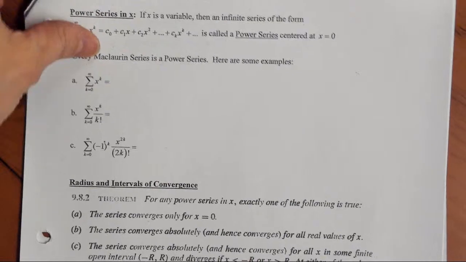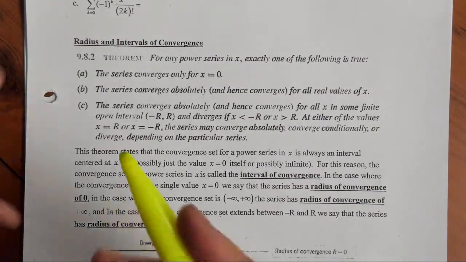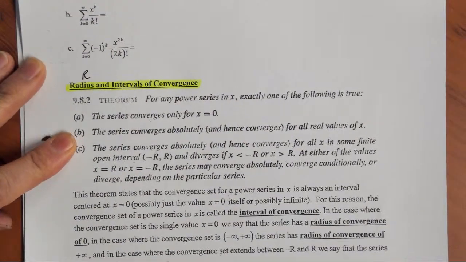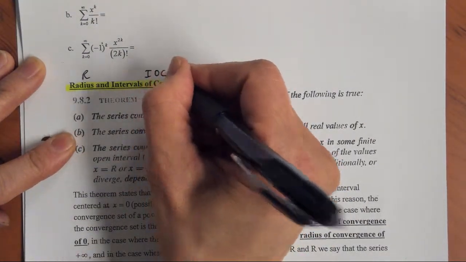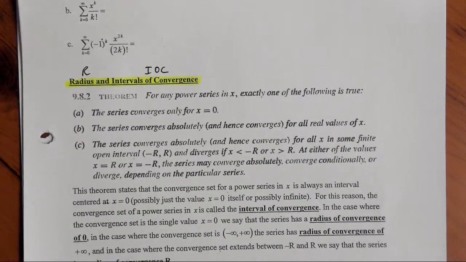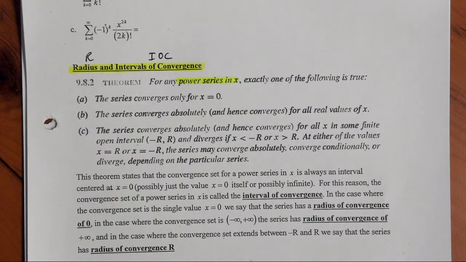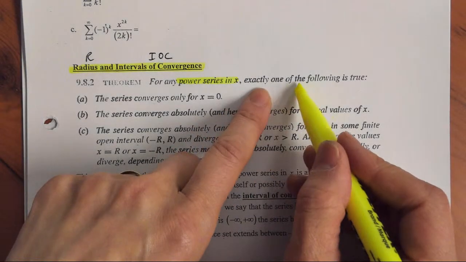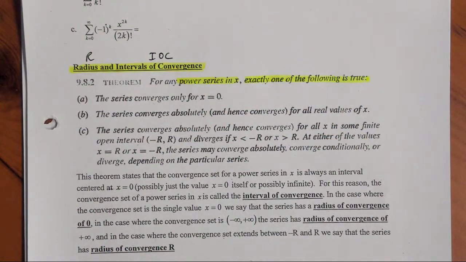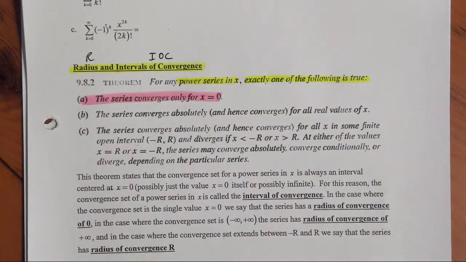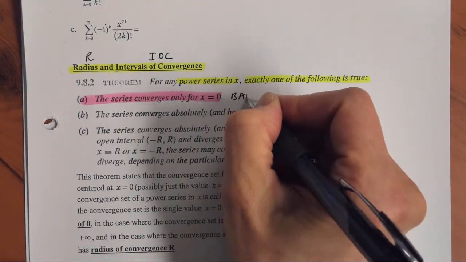Okay, so then with that, let's take a look at a few terms on here. So we're looking at something called the radius and the interval of convergence. So for radius, I'm just going to abbreviate it as R, and then for the interval of convergence, I'll say IOC. Okay, and then this is the theorem. For any power series, so power series includes the Maclaurin along with the Taylor series, exactly one of the following is going to be true. All right, so the first case is the series converges for only that one single point. So this is actually a bad case. So I'm going to say bad case.